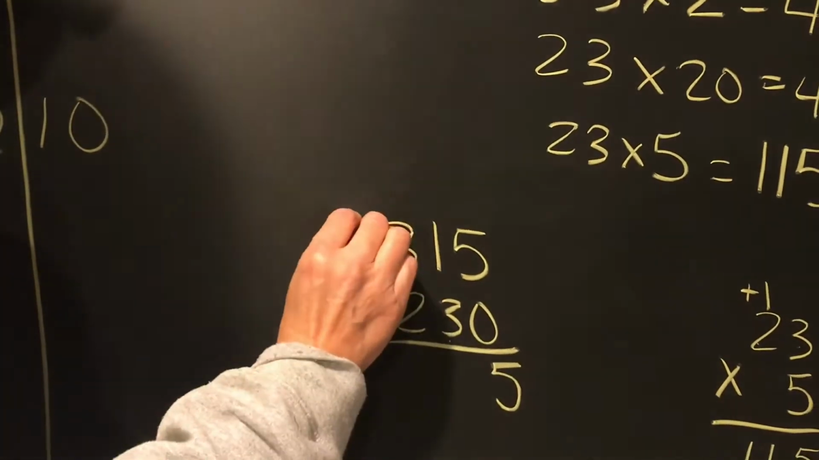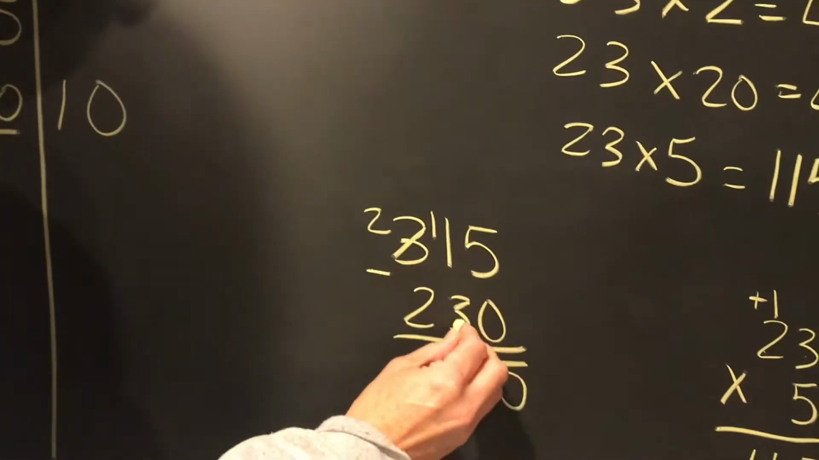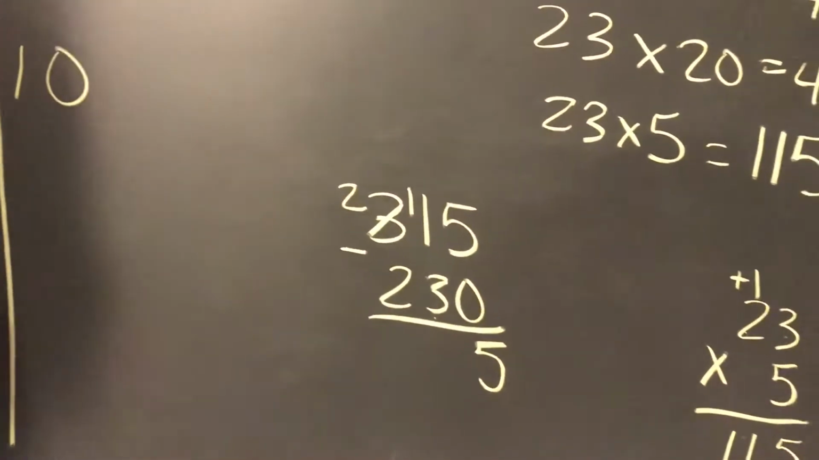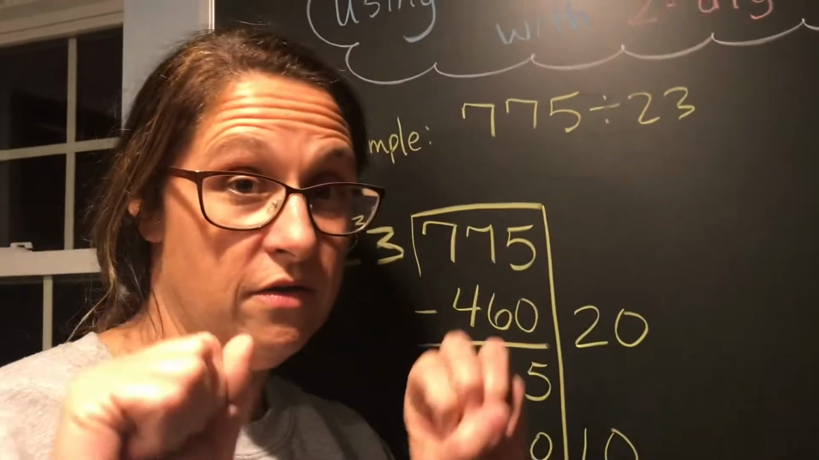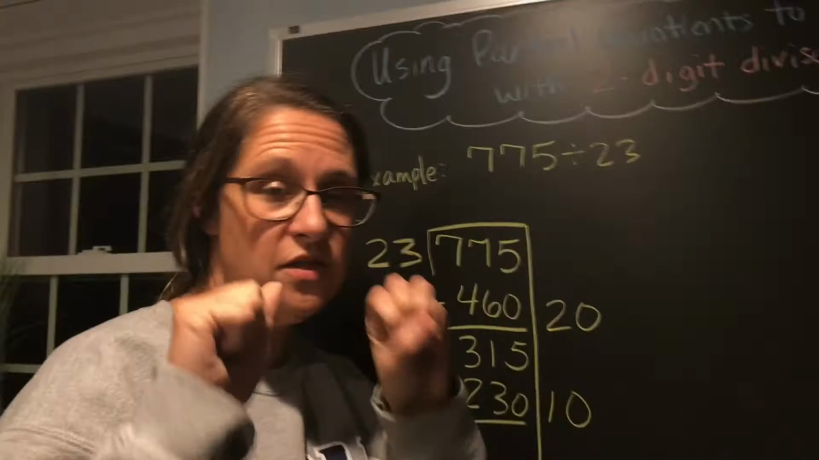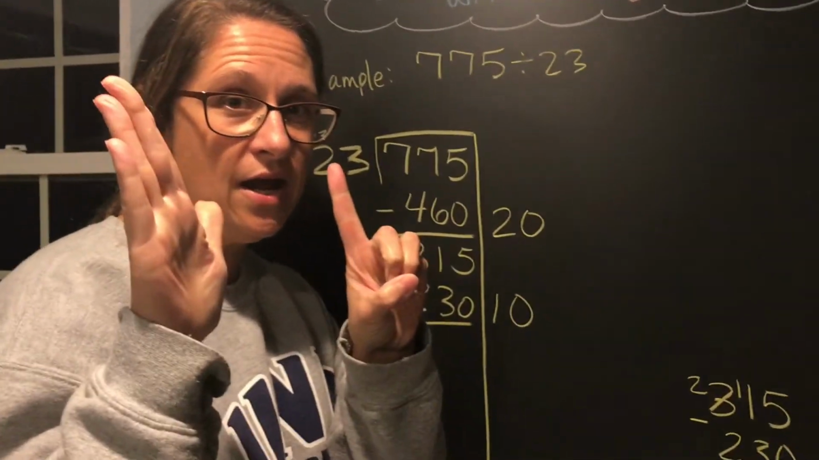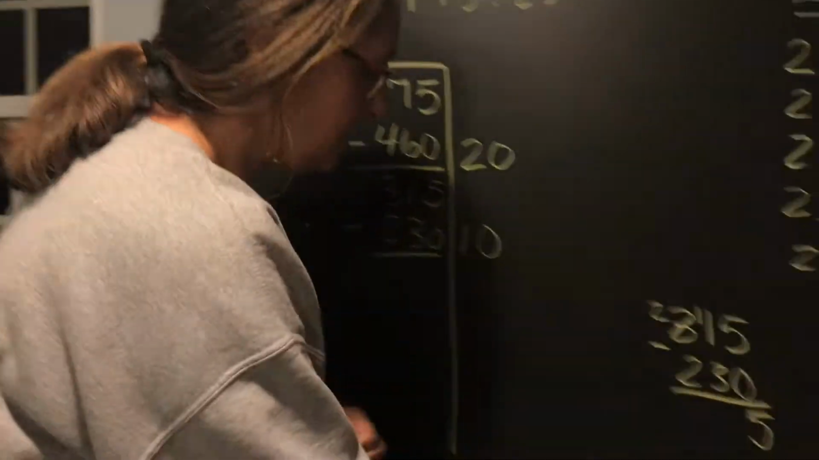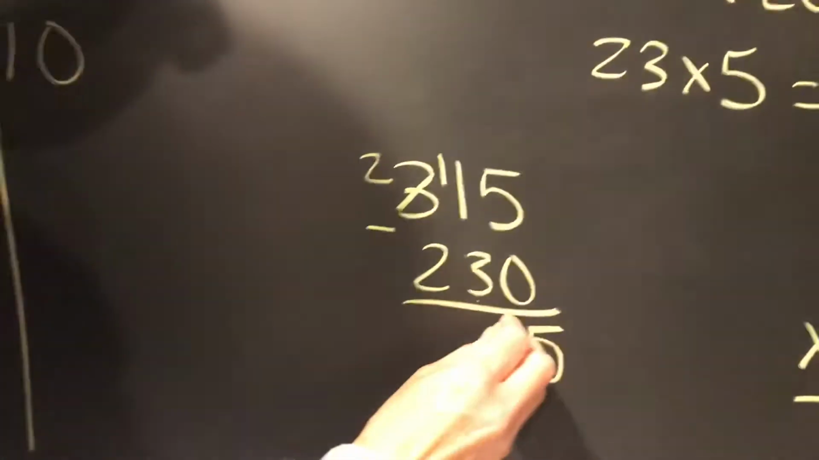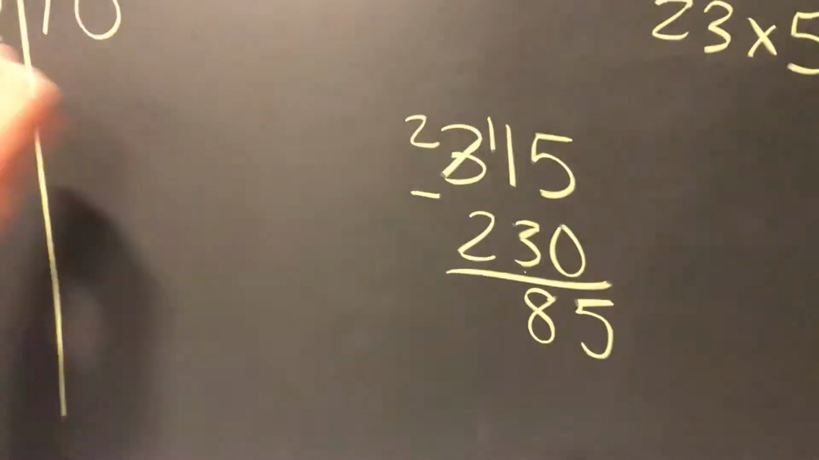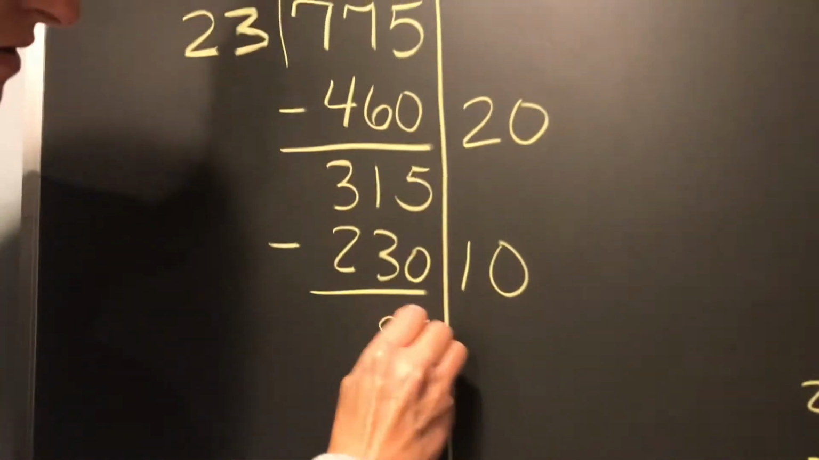So you've got to borrow. 3 from 11. Remember, you're counting up. So it's going to be, hold your 3 in your head or in your hands. 3, 4, 5, 6, 7, 8, 9, 10, 11 is 8. 2 minus 2 is 0. So your answer here is 85.